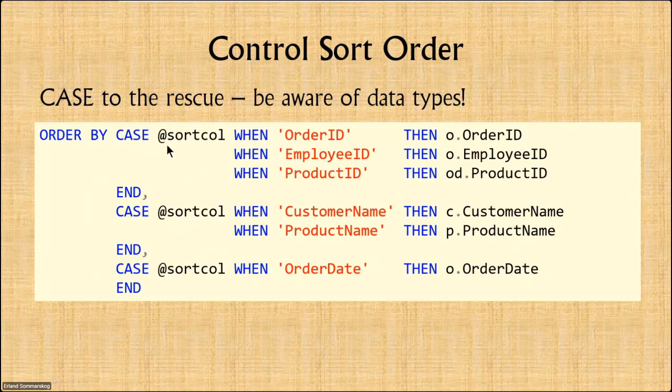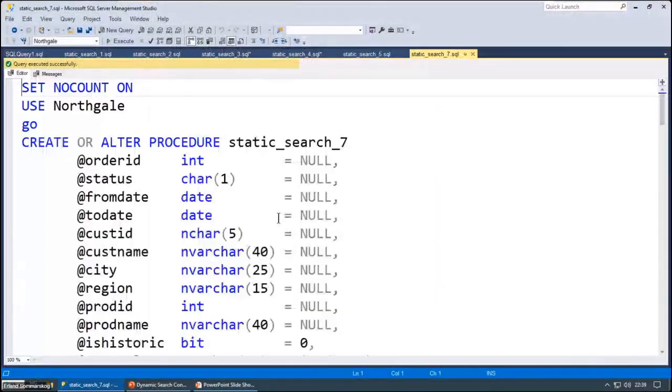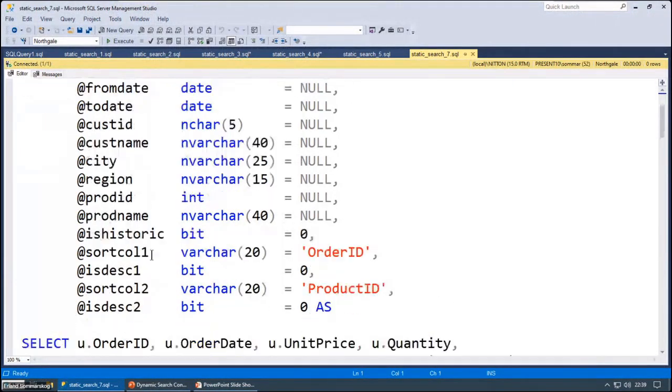Okay, if I sort on the date, oh, no, okay. Order, yeah, that's great. That's going to work out. But let's now imagine that I also want to have a multi-column sort, and I also want to choose between ascending and descending. Well, let's have a look at that in this small demo. So, this procedure I got has historic. I got sort column 1, which defaults to order ID, descending 1, sort column 2, which defaults to product ID, and descending 2.